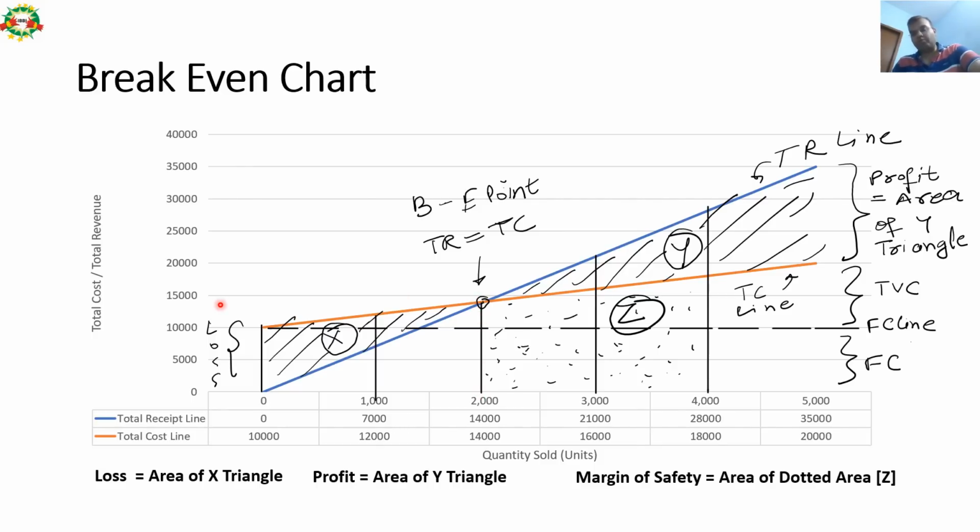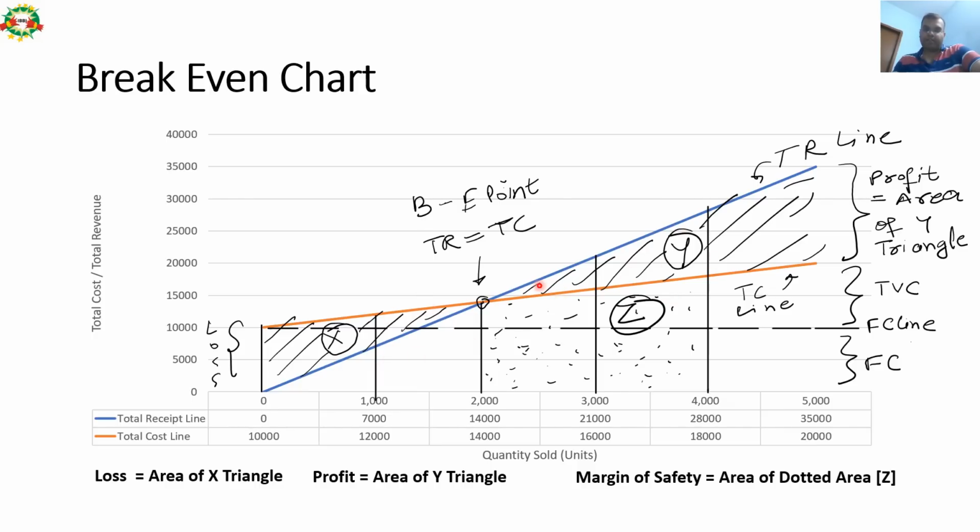So without doing calculation, if this graph is given in the exam or question, you can simply, by looking at the graph, find out the answer: loss, fixed cost, total variable cost, right? And then break even point, break even quantity, break even revenue. Now next, the examiner may ask you about profit or loss.